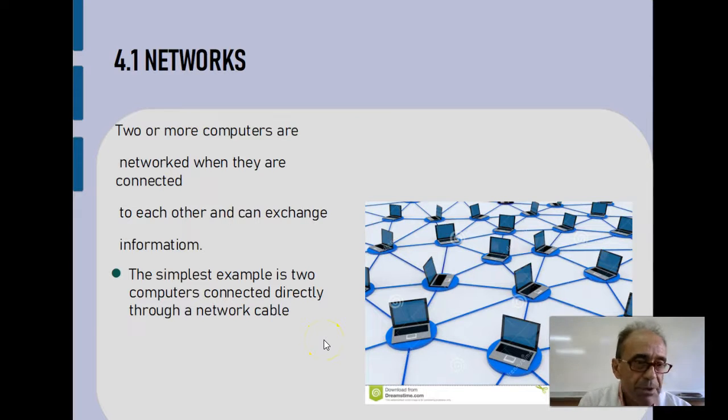We are going to talk about networks. What is a network? A network, regarding computer science, is no more than having two or more computers connected through a physical medium. That could be copper cable, copper wires, or wireless.